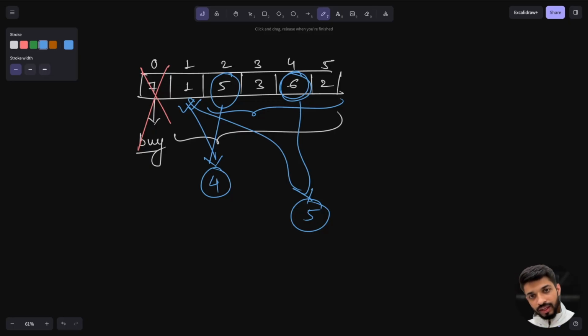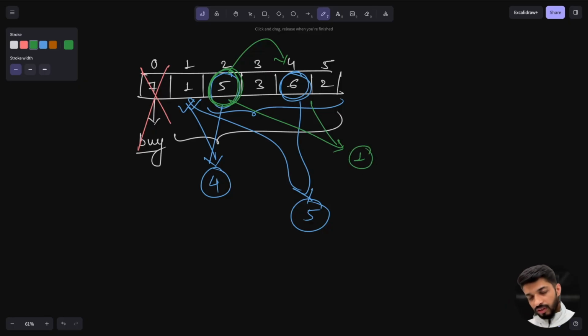Let's go on and see if we can maximize it any other way. So you'll buy that stock on day 2. If you buy that stock on day 2, when will you be selling it? You'll be selling it on day 4. If you sell that stock on day 4, then the profit will be 1.